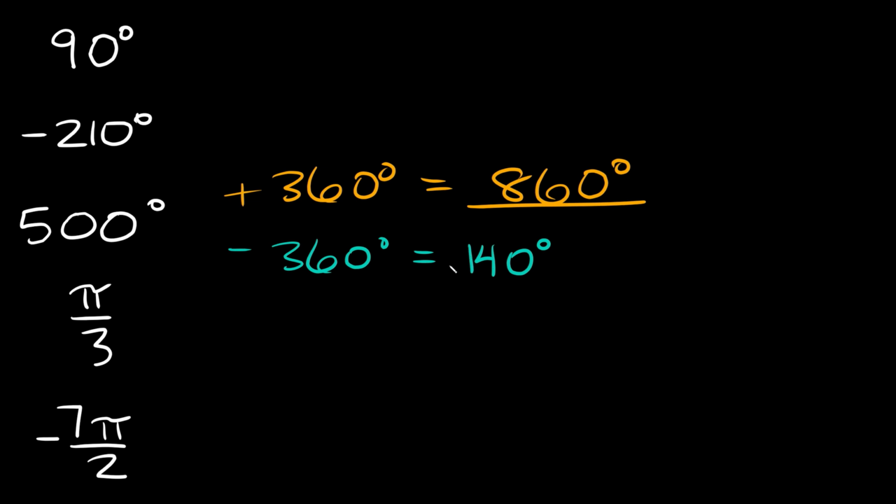So clearly this is not a negative angle. What we would have to do instead is basically go all the way around one more time, all right? So we'd have to subtract another 360, which in this case would be equal to negative 220 degrees.